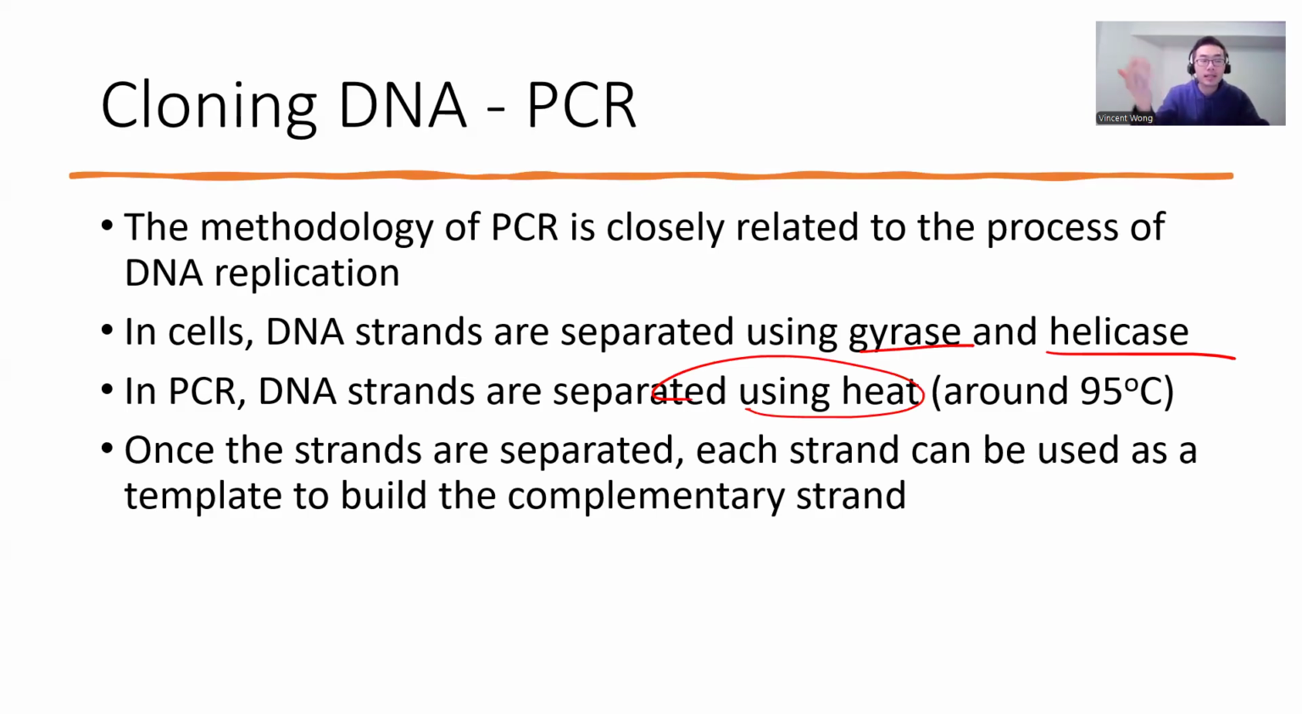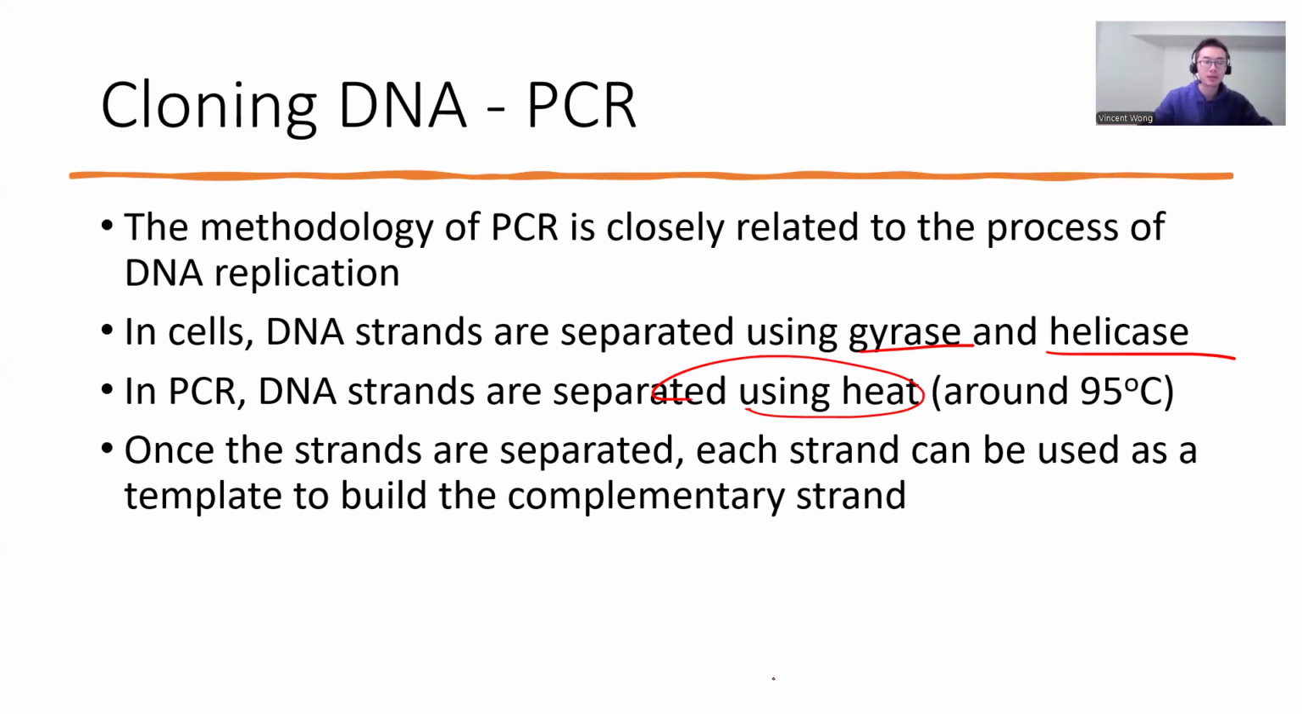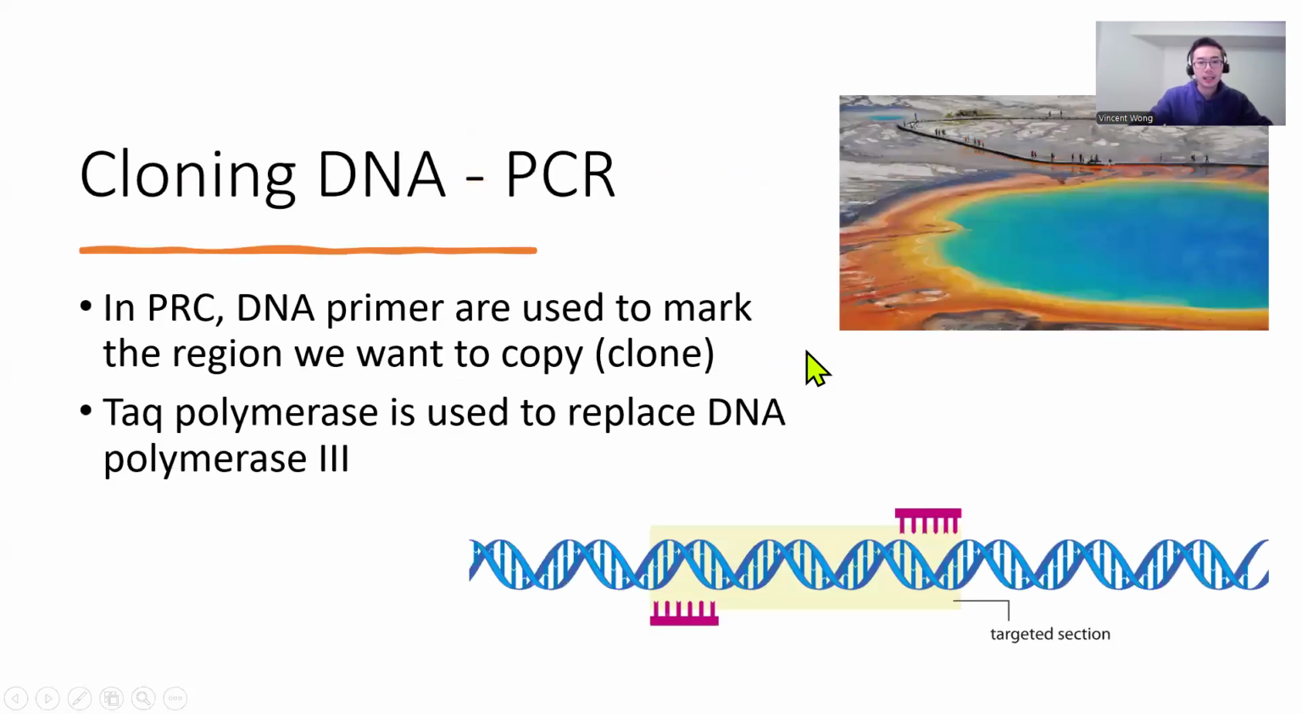Depending on the CG content and the AT content, you might have to change this number a little bit. If there are a lot of C's and G's, you might need to heat it up a little bit higher. If there are a lot of A's and T's, then maybe not as high. There's actually a formula that you can use to figure out the optimum temperature. Once the strands are separated, each strand can be used as a template to build the complementary strand. And we understood that already.